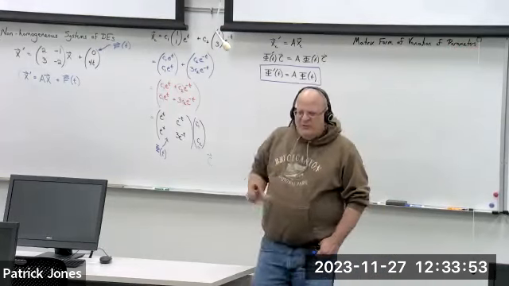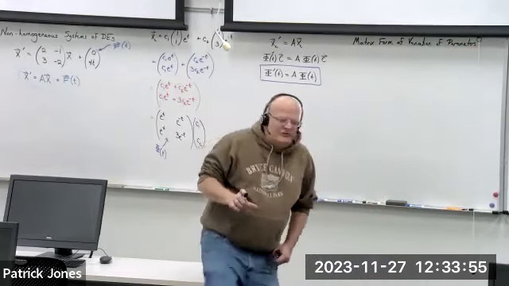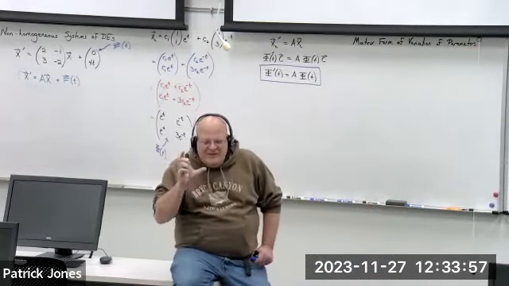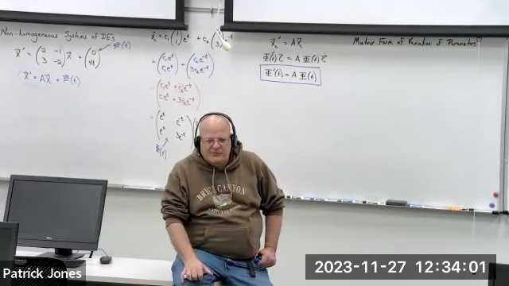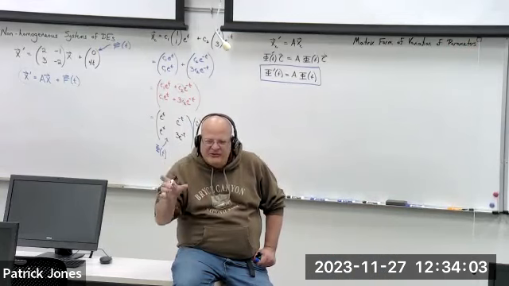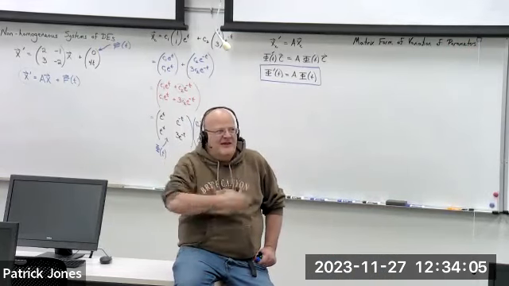Does anyone remember what was the key thing that got us started with variation of parameters? What was the key assumption that led to everything else?